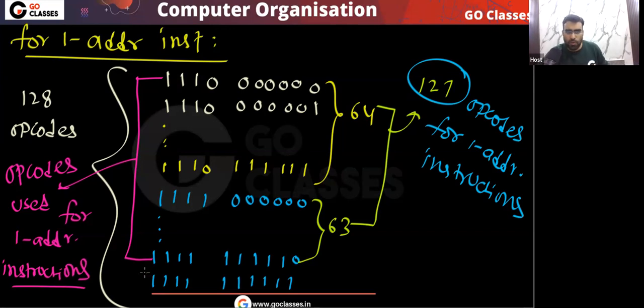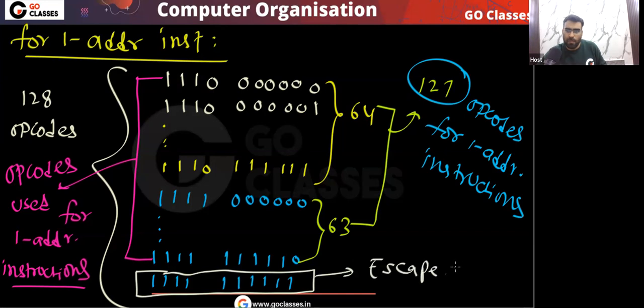So what is the escape code? Tell me, what is the escape code? You can see this is the escape code. Yes or no? This is your escape opcode. Correct? Is this clear? Because this is free, right? So using this, I can create zero address instructions. Now I will create zero address instructions.